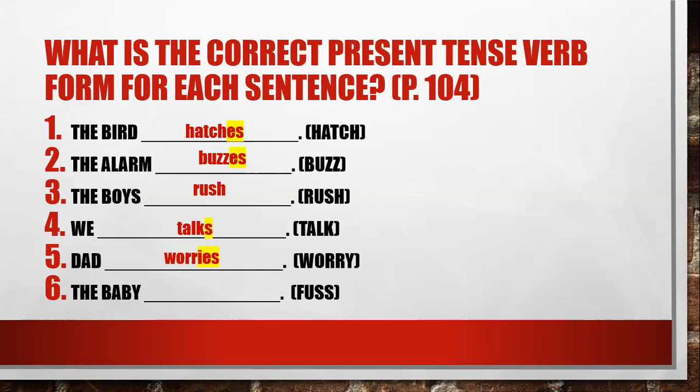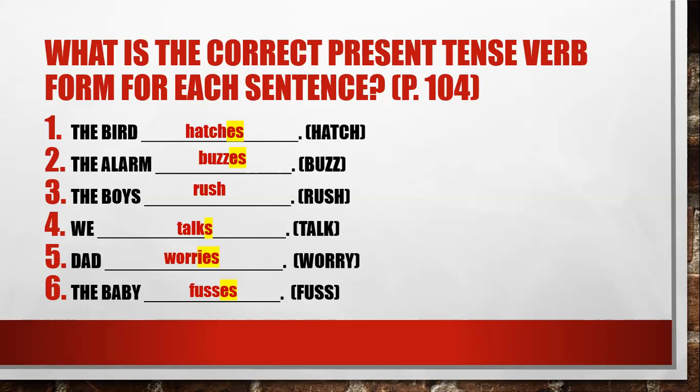Sentence number 6, the baby blank. And here we have the verb fuzz. We identify that the verb fuzz ends with a Z. So we would use the rule that talks about verbs ending in Z. Is there a rule that talks about that? Yes. If you said rule number 2, then yes, you would just add ES, because to verbs ending in S, CH, SH, X, and Z, we add ES.